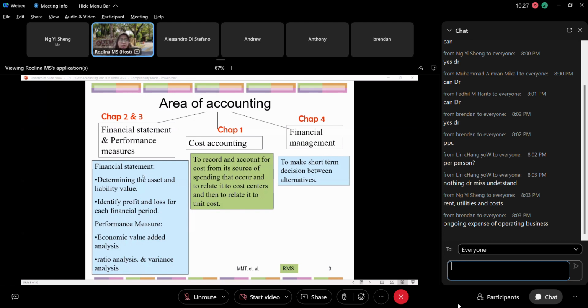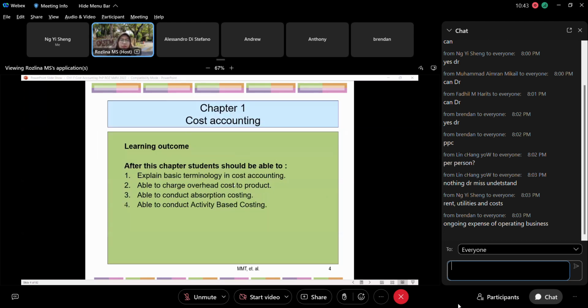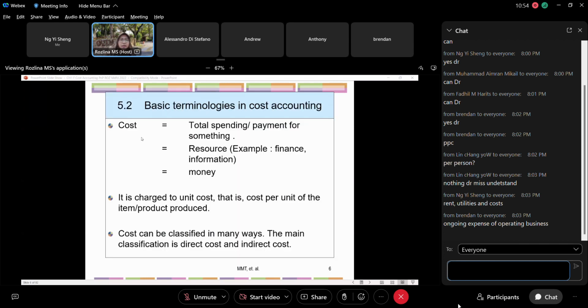Using marginal costing. In the earlier chapters you use the balance sheet and income statement, but in chapter 4 it is quite different; you will use marginal costing. Okay, for this one you just read the learning outcomes and the terminology: overhead, OAR, and ABC, activity based costing. Here also are the basic terminologies in cost accounting.